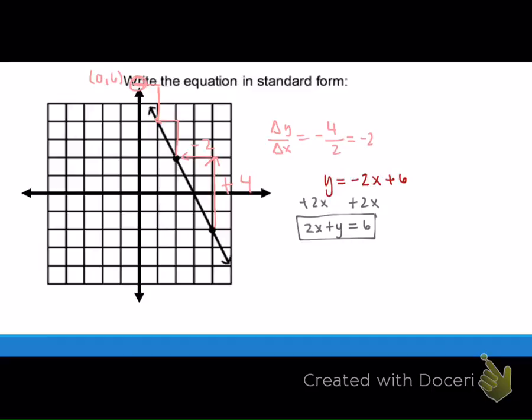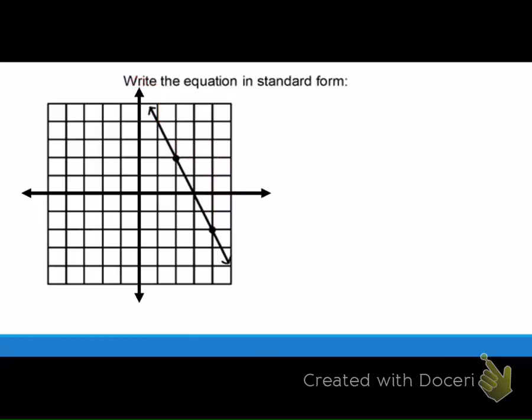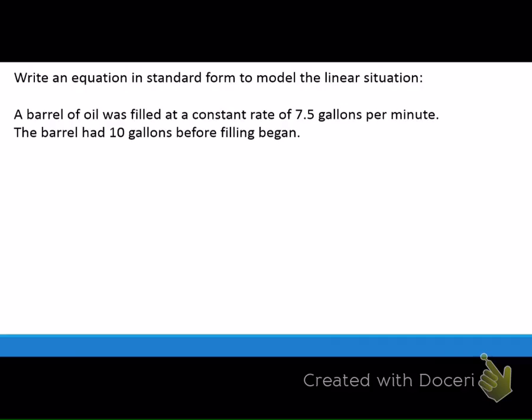Okay, we have one more problem, and it's a word problem. All right, write an equation in standard form to model the linear situation. So a barrel of oil was filled at a constant rate of 7.5 gallons per minute. The barrel had 10 gallons before filling began. So is this equation going to be written in slope-intercept, point slope, or standard form? Jenny? So y equals mx plus b problem. So Jenny, tell me the equation.